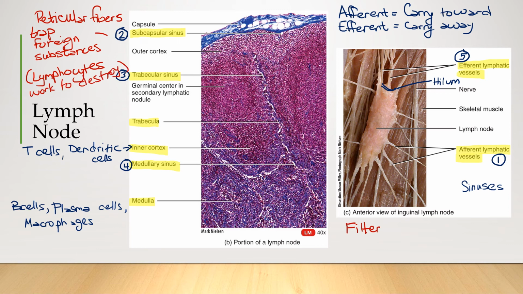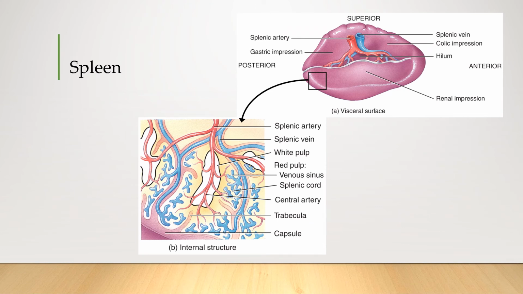So remember those lymphocytes, those B cells and T cells. The oval spleen is the largest single mass of lymphatic tissue in the body. It's located in the left hypochondriac region between the stomach and the diaphragm.